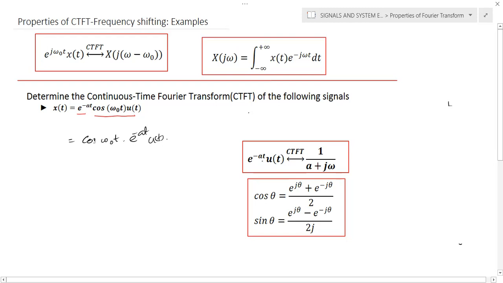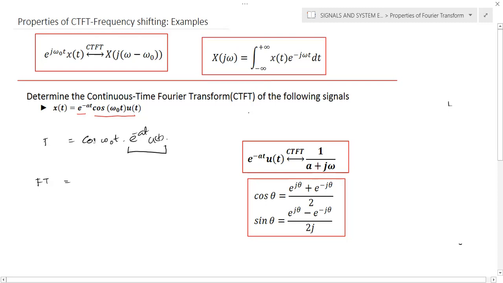In the first lecture, we already derived the transform of e raised to minus at into u of t, which is given by 1 by a plus j omega. If you know this result, you can easily find the transform of the signal e raised to minus at into cos omega 0 t into u of t. By Euler's formula, you can expand cos omega 0 t, and you can consider e raised to minus at into u of t as a single term. We know the transform of this signal is 1 by a plus j omega. So if you multiply, now we can find the Fourier transform.